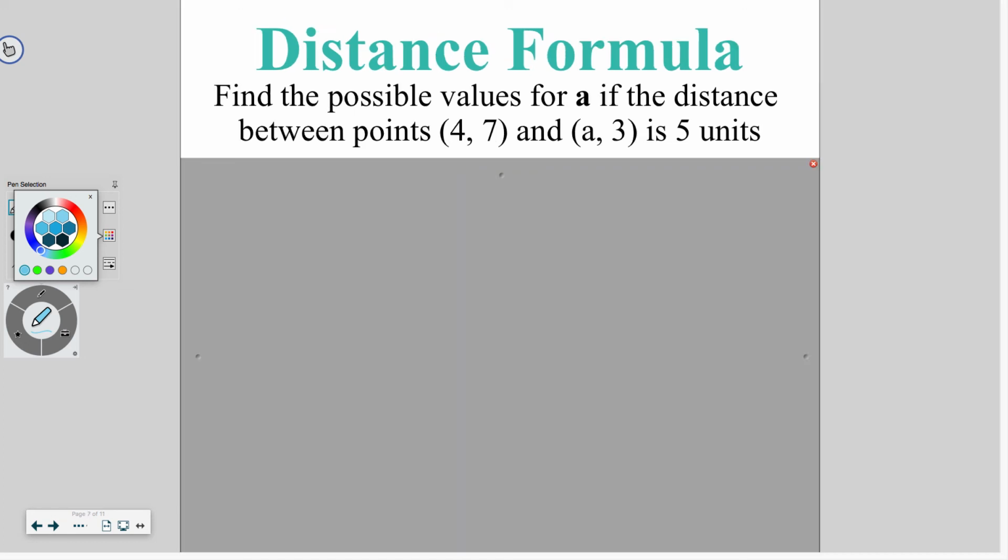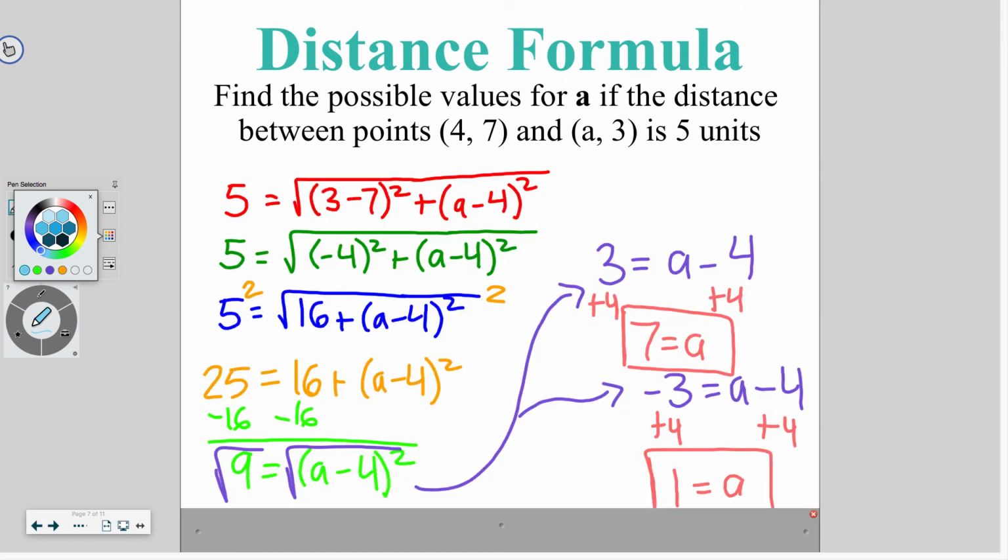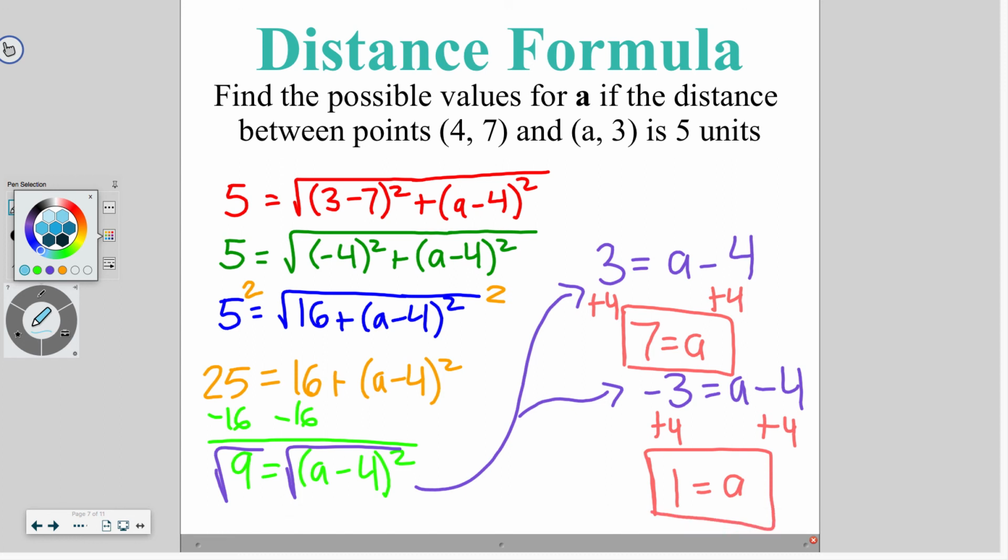Go ahead and try this one on your own. So we set it up, distance is 5, plugged the information that we had into the square roots, simplified, got rid of the square root by squaring, continued to simplify, got rid of the squared by taking the square root, and then solved both the positive and negative case to get answers of 7 and 1.